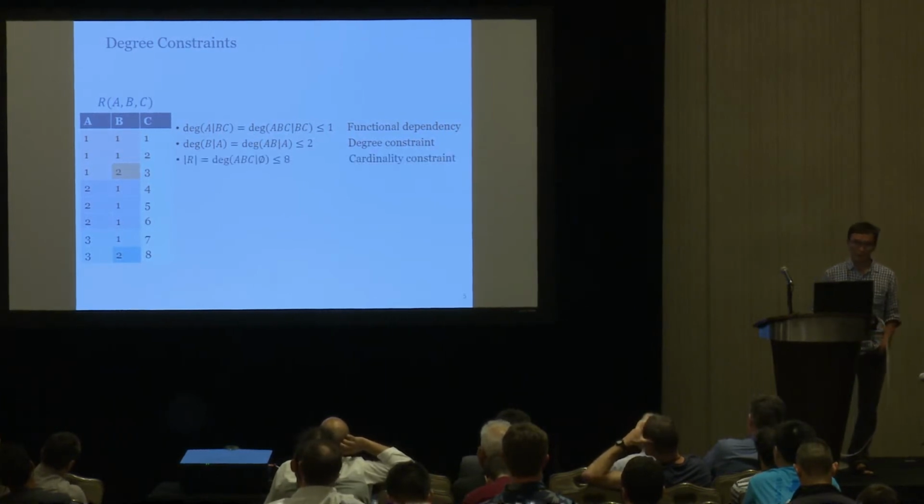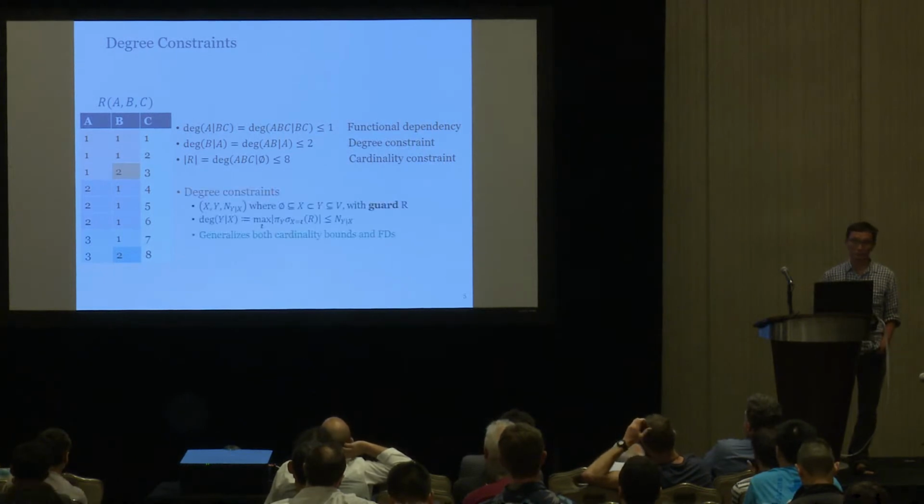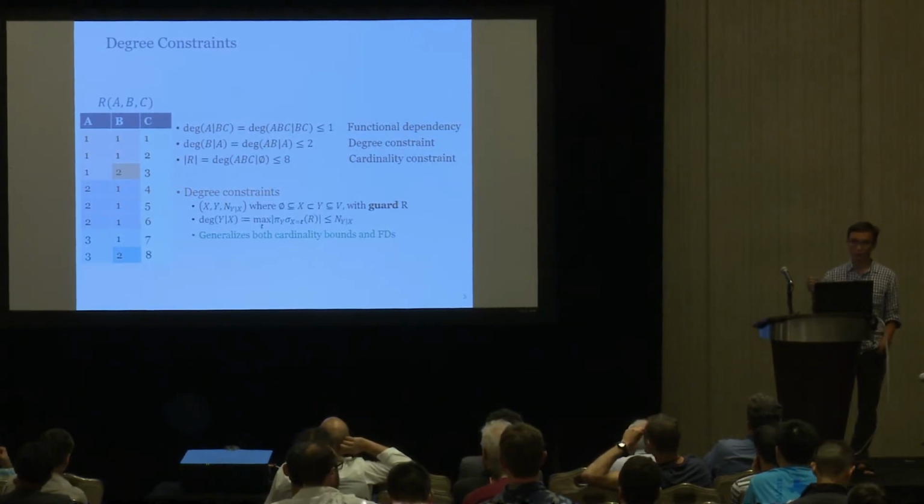Now the cardinality constraints, so this relation has something like 8 tuples. All that means is that conditioned on nothing, the number of different ABCs is at most 8. Okay? So in general, the degree constraint is nothing but a triple x, y, and an integer, where x is a set of variables, y is a superset of variables, and then given x, the number of different y's is at most n y given x.